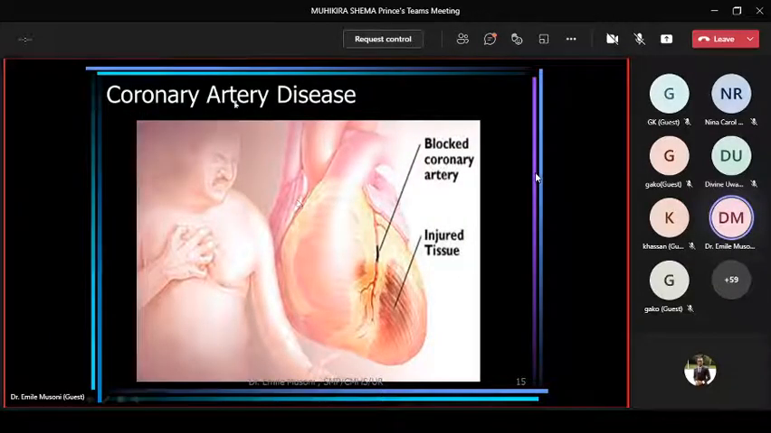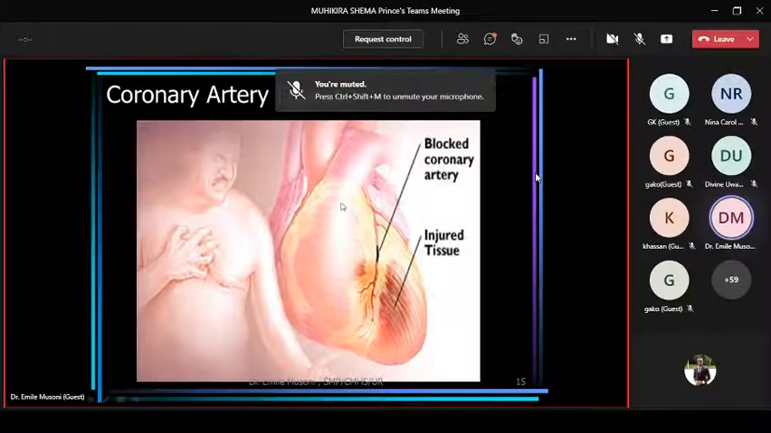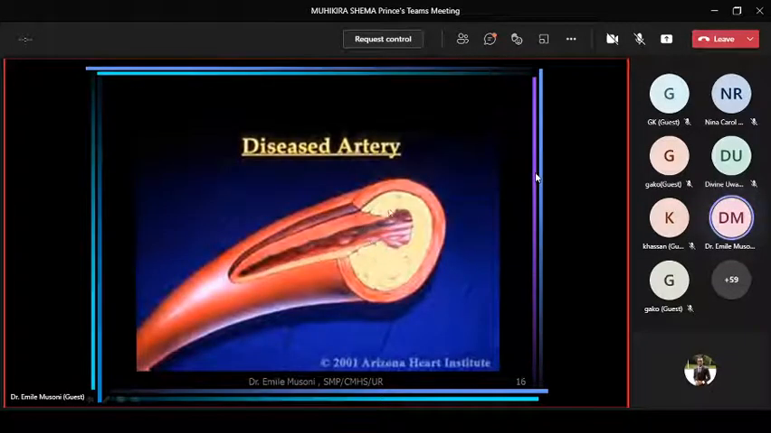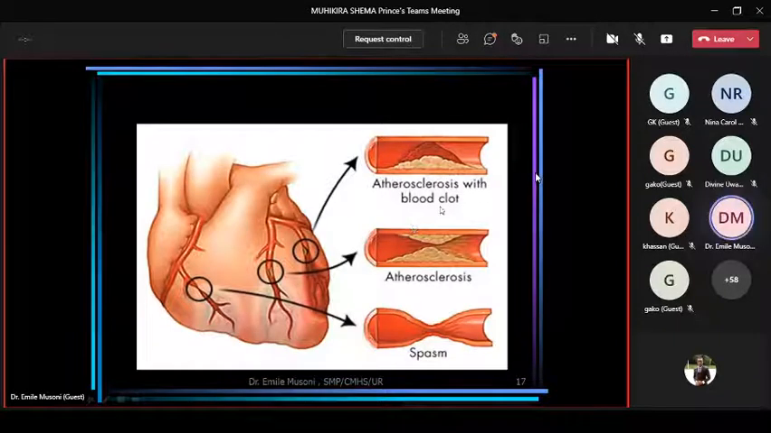If you still remember your anatomy, these are coronary arteries in the heart. Here it is those atherosclerotic plaques. You see some fat here in the lumen of the blood vessel. This one will be a consequence that there will be arterial hypertension. It is an image of atherosclerosis with blood clot. Here there's some like a stenosis, and here there's a kind of spasm.